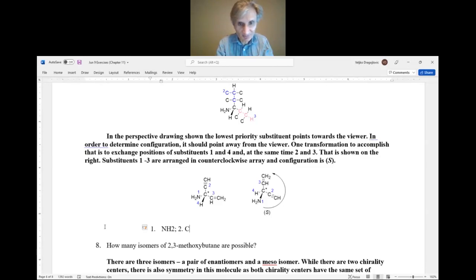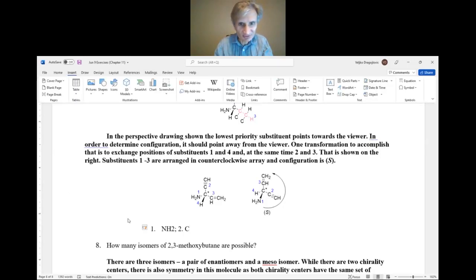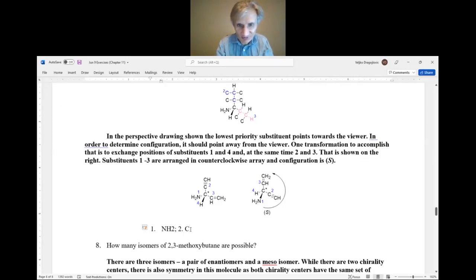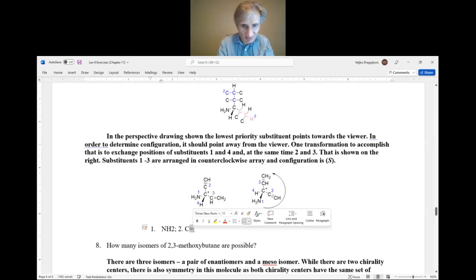Okay, it's a triple bond. I will have to insert a triple bond here. I don't know how you do it on the test. Oh, here is how you do it on the test. You put a double bond and then you underline it.